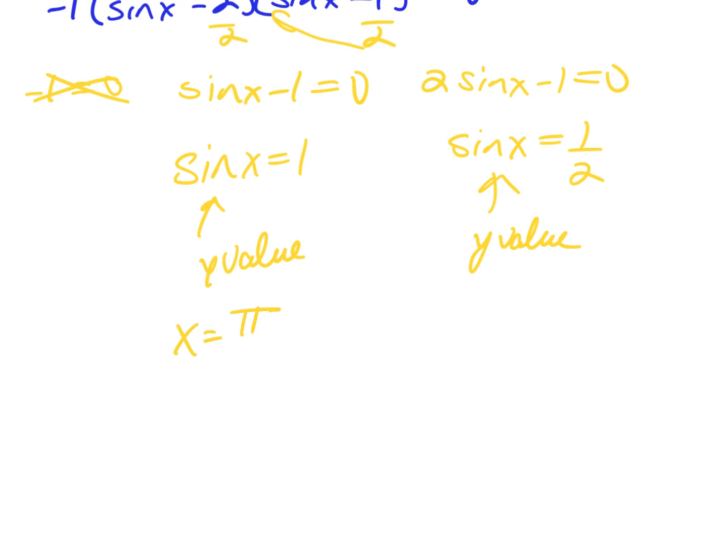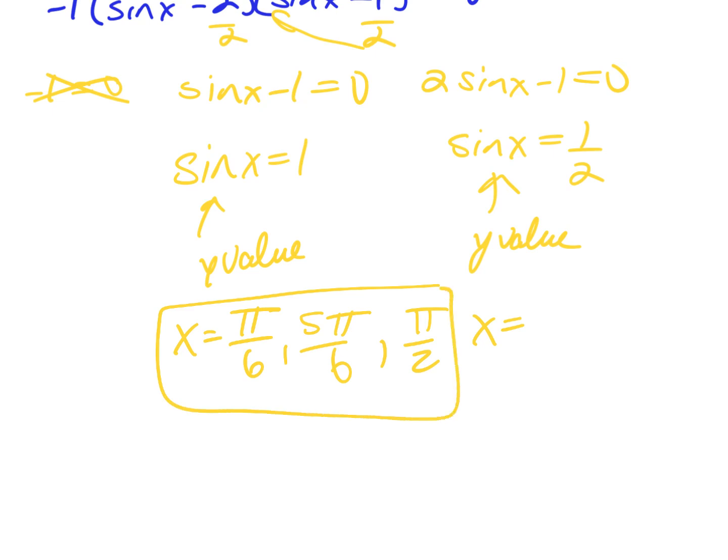What is it? Okay. And 5 pi over 6? What else? And for sine x equals 1, it's pi over 2. There you go. There's our two answers. You can put them separately if you want, or you can put them all together. Doesn't matter.